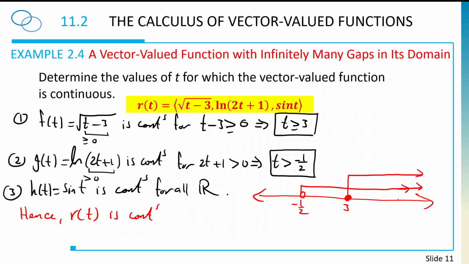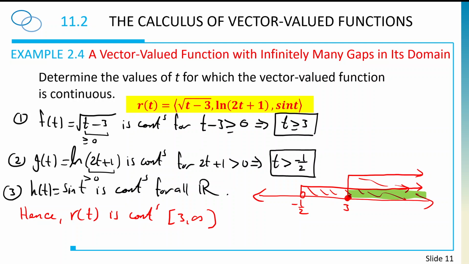Now look at the intersection. Where's the intersection between these two domains? So the intersection should be somewhere here, this part. So it's continuous on the intersection, which is from 3 up to infinity. Okay, it's not necessary to show the number line, but it's really helpful, especially with inequalities, to see where they intersect. Okay, so now we saw the idea of limits, we saw the idea of continuity. Now we'll move to a part which is much easier.